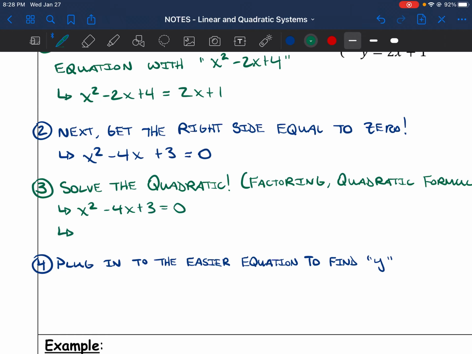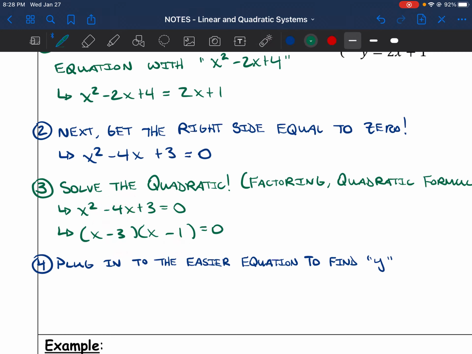Let's think about, we want to find two numbers that multiply to 3, but those same two numbers have to add to negative 4. So I'm thinking negative 3 and negative 1, because negative 3 times negative 1 will give me a positive 3, but negative 3 plus negative 1 will give me a negative 4.